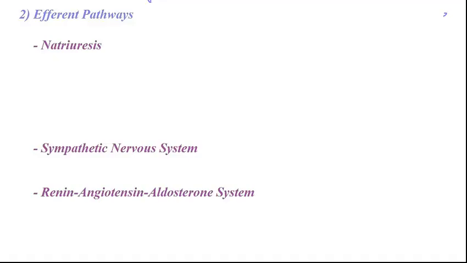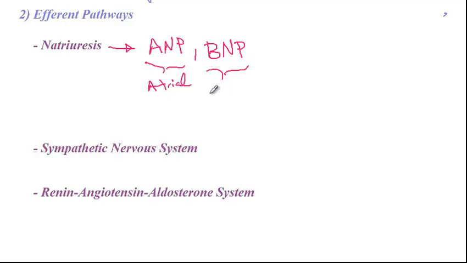All right, so the first hormones that we are having here are working as natriuresis, where in response to the stretch of the cardiac wall, there will be increased production of the atrial natriuretic peptide as well as brain natriuretic peptide. And these are secreted from the atrial as well as the ventricular myocardium. So atrial natriuretic peptide is being secreted from the atrium, and brain natriuretic peptide is secreted from ventricles.